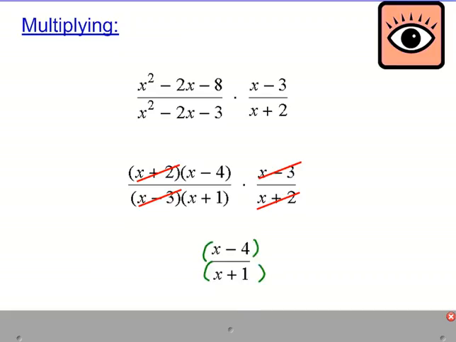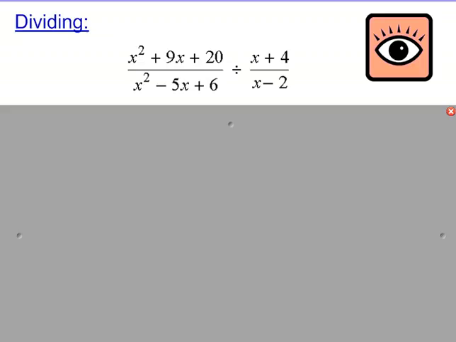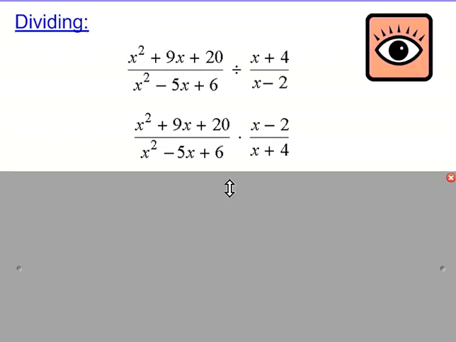Let's take a look at a dividing problem very quickly. Here we have x squared plus 9x plus 20 divided by x squared minus 5x plus 6, and that rational expression divided by x plus 4 divided by x minus 2. So what we're going to do is change this division problem into a multiplication problem by taking the reciprocal of the second fraction. And we're going to factor out the two trinomials.